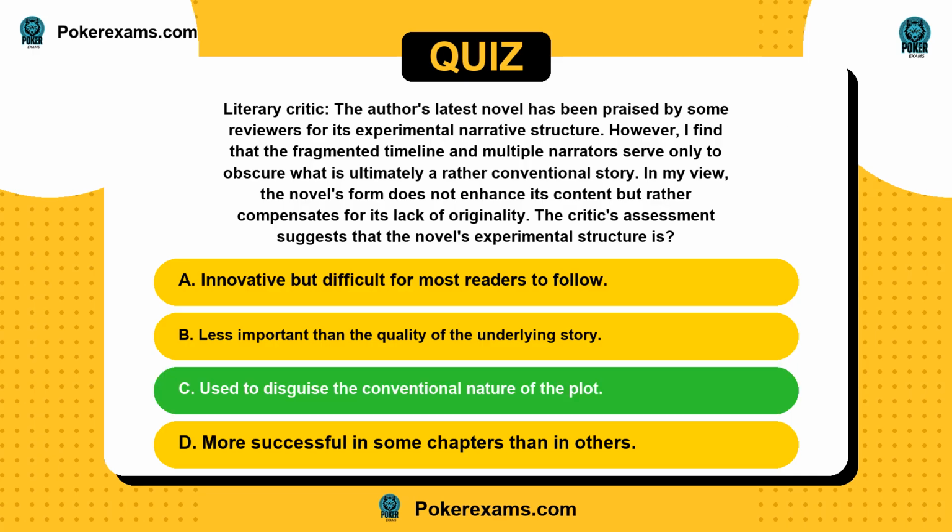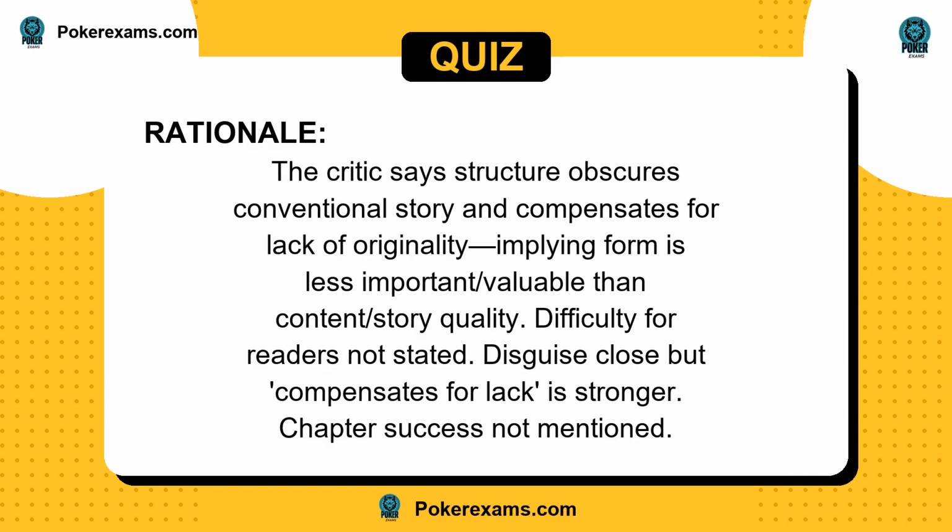The answer is C. The critic says structure obscures a conventional story and compensates for lack of originality, implying form is less important or valuable than content and story quality. Difficulty for readers is not stated. Disguise is close, but compensates for lack is stronger. Chapter success is not mentioned.